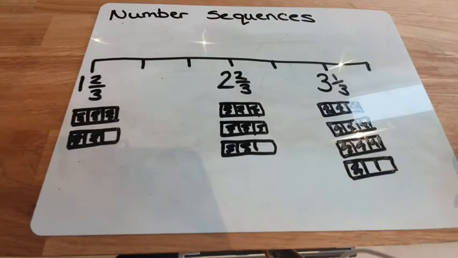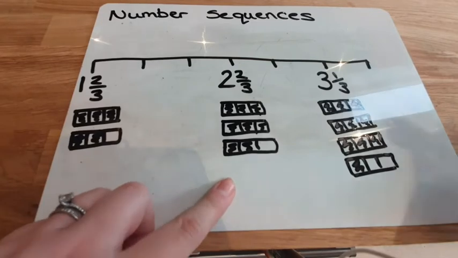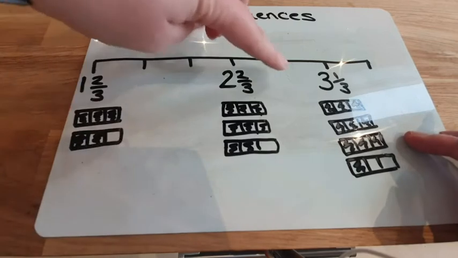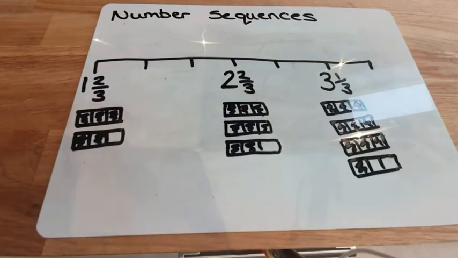This next one is a little bit trickier. So we have already on the sequence 1 2/3, 2 2/3, and 3 1/3. But sometimes we've got 2 gaps and sometimes we've got 1. So we need to work out what the rule is.